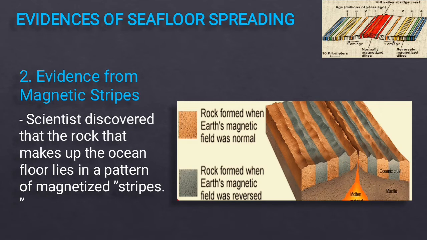Based on the picture given, the oceanic crust is composed of the gray and orange colors, the brown one is the mantle, and we have the molten material. The orange represents rock formed when Earth's magnetic field was normal, and the gray one, rock formed when Earth's magnetic field was reversed.